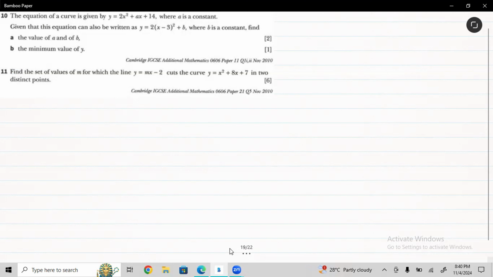Hey everyone, this is the Math Nexus, and today we are going to continue with exercise 2.7. We'll hopefully complete this exercise in today's lecture. So, without wasting any time, let's jump into question number 10.